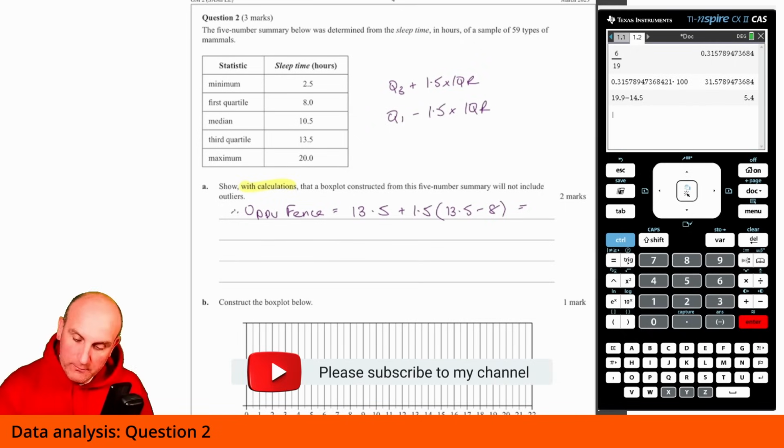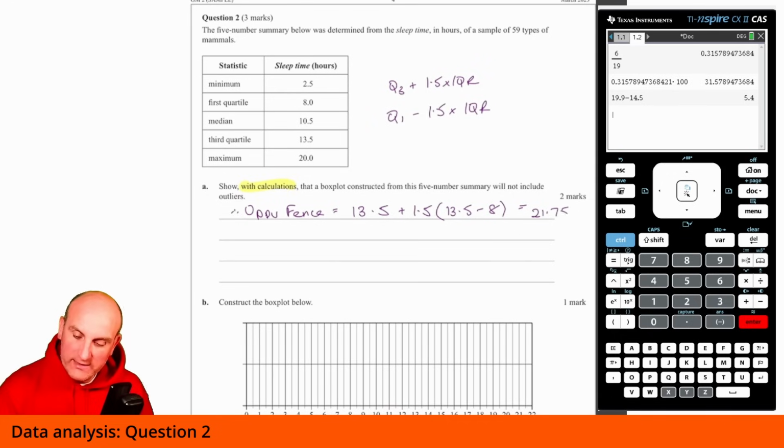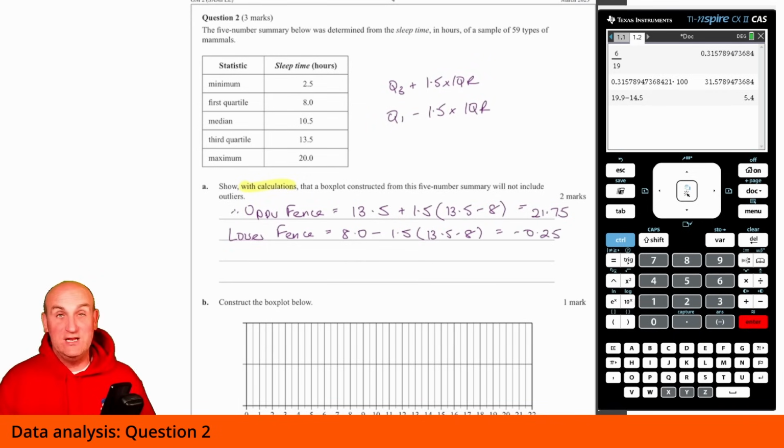So when I did that and put it into my calculator, I get 21.75. My lower fence is going to be 8.0 minus 1.5 lots of 13.5 minus 8, which is my IQR. And again, I put that into my calculator. I got minus 0.25. Now, a lot of people would actually leave the answers there.